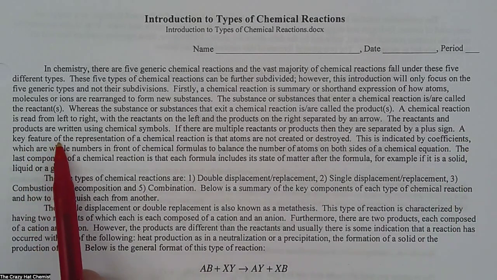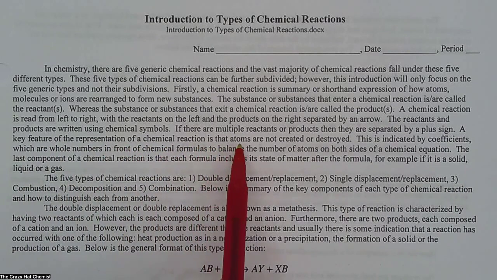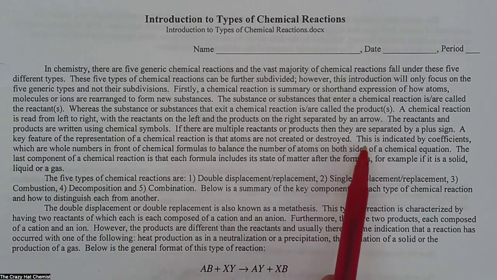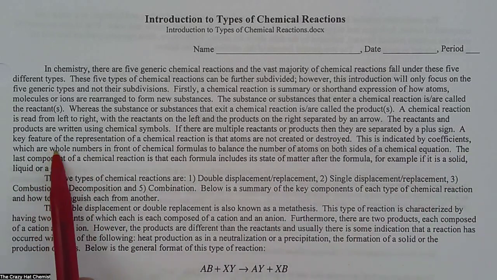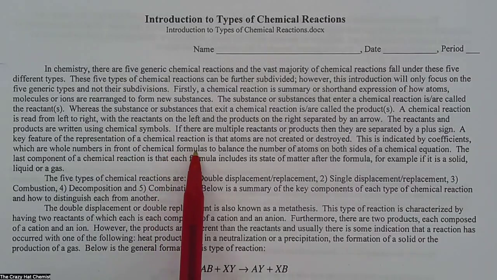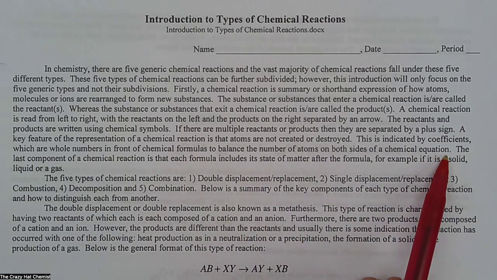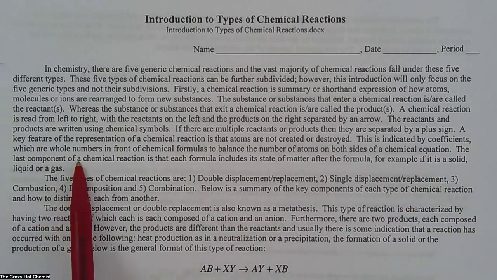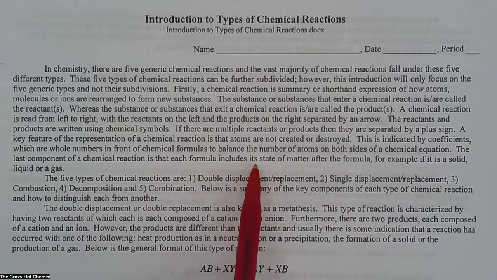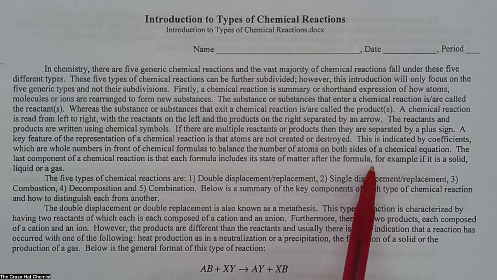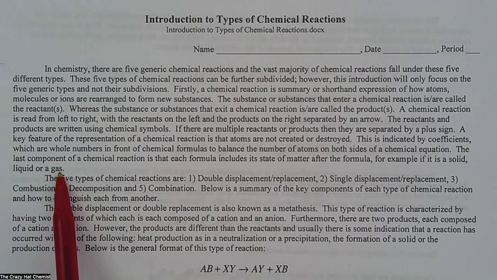A key feature of the representation of a chemical reaction is that atoms are not created or destroyed. This is indicated by coefficients, which are whole numbers in front of chemical formulas to balance the number of atoms on both sides of a chemical equation. The last component of a chemical reaction is that each formula includes its state of matter after the formula. For example, if it is a solid, liquid, or a gas.